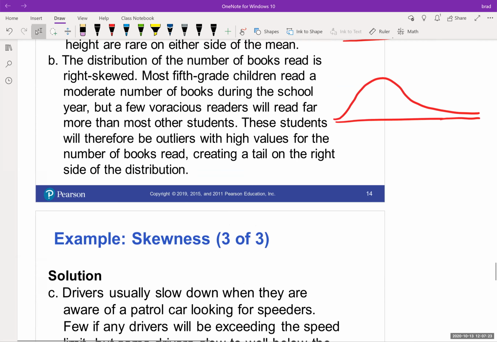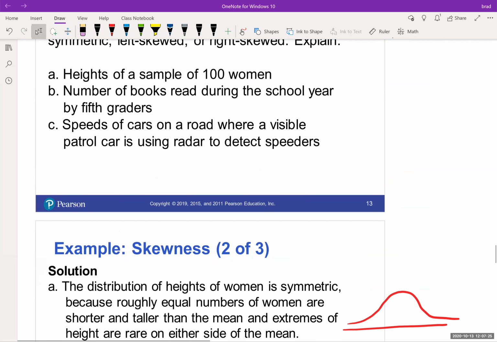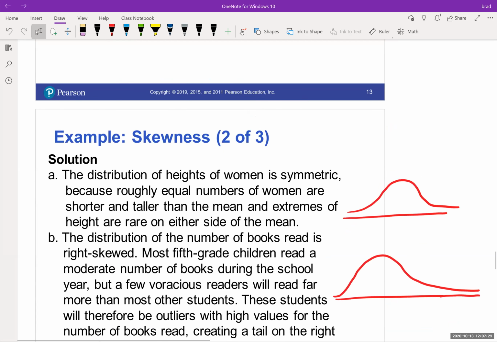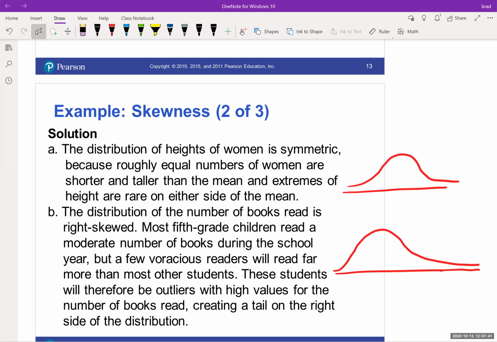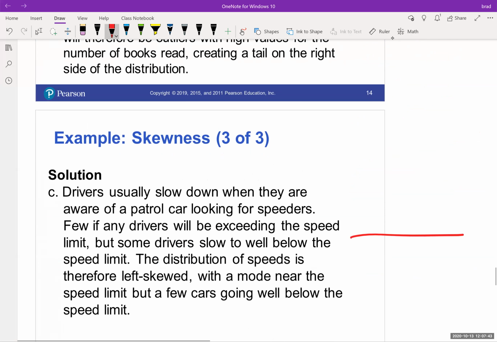Oh, sorry, last one. It says speeds of cars on the road where a visible patrol car is using radar to detect. Now, when you see a patrol car, what's the first thing you're going to do? You're going to slow down, right? But won't there be a lot of people that slow down too much and are going too slow? So what they're saying is that you're going to get something like this.